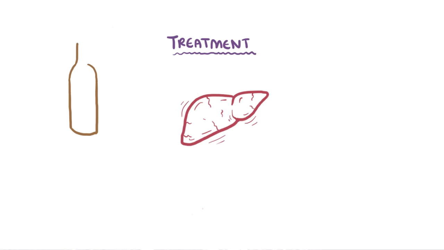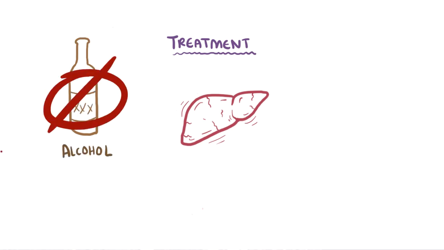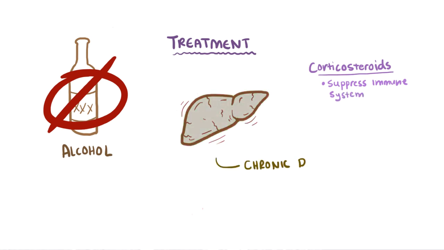Treatment again involves completely stopping alcohol consumption, and in some cases corticosteroids can help suppress the immune system. Finally, if it's allowed to progress far enough, chronic alcohol-induced liver damage may lead to cirrhosis and liver failure.